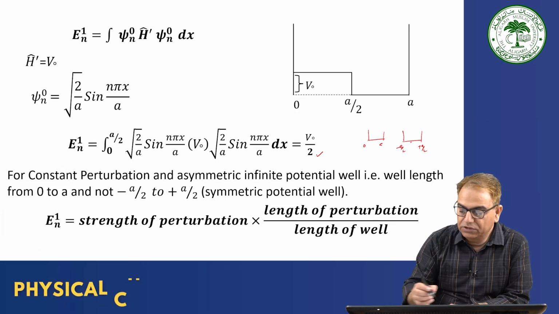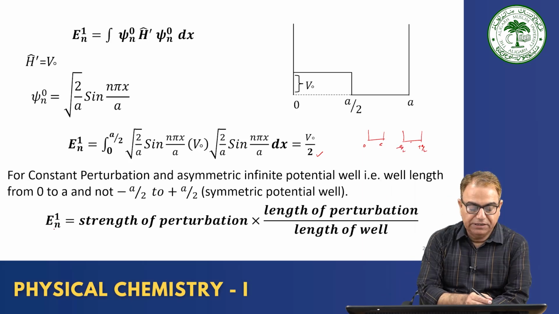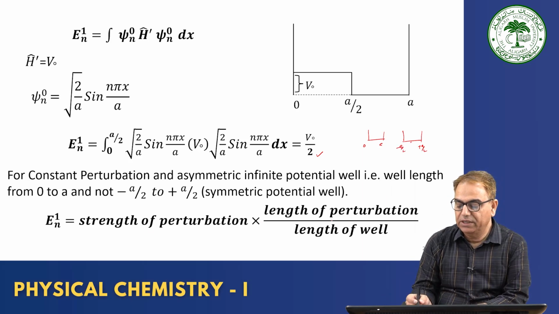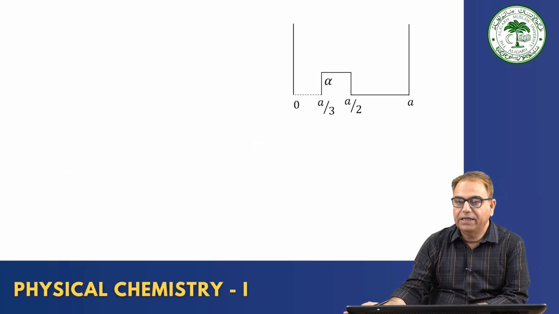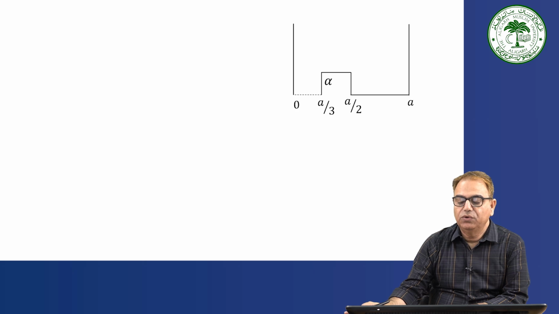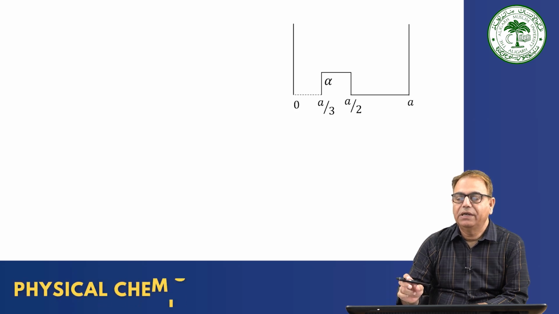This particular relationship is En1 is equal to the strength of perturbation into length of perturbation divided by length of well, and from this one can calculate the first order correction to the energy. An example is this one: from 0 to a by 3 there is no perturbation. From a by 3 to a by 2 there is a perturbation, again a constant perturbation alpha, and from a by 2 to a there is no perturbation. So the potential energy is perturbed between a by 3 to a by 2. This will give you the length of perturbation.